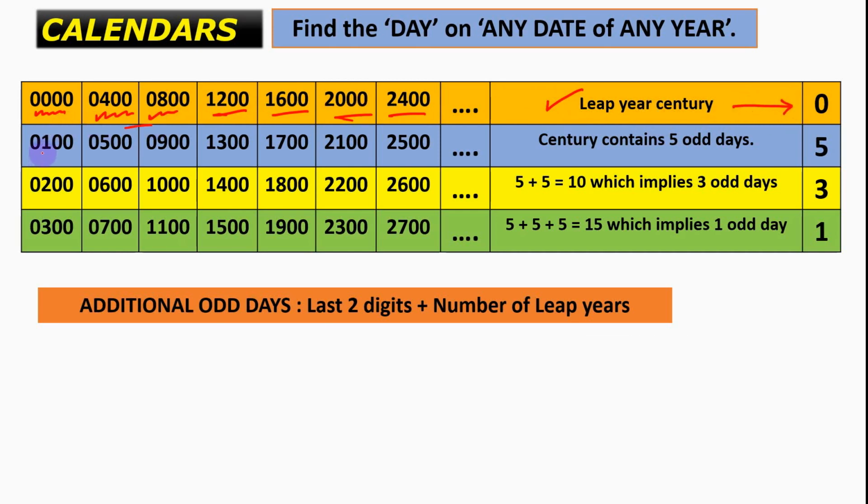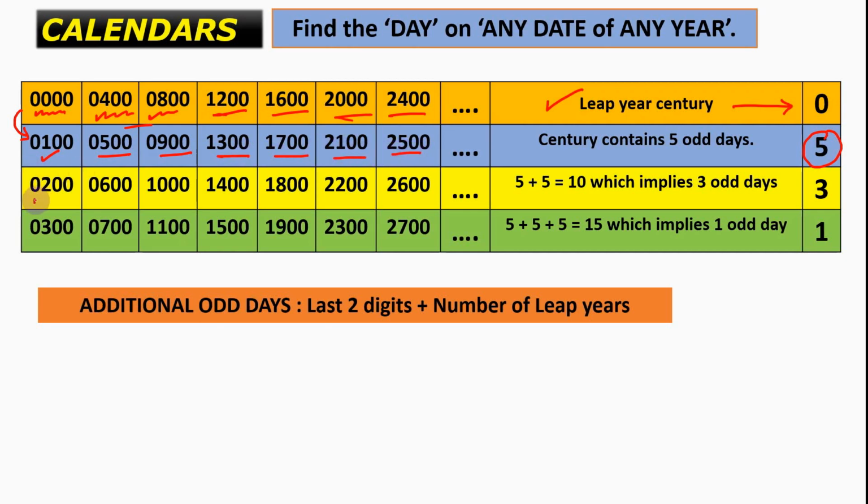Alright, next, every century contains 5 odd days. So the century 100 is 1 century away from 0000. So this will contain 5 odd days. Alright, similarly, for 500, 900, 1300, 1700, 2100, 2500.